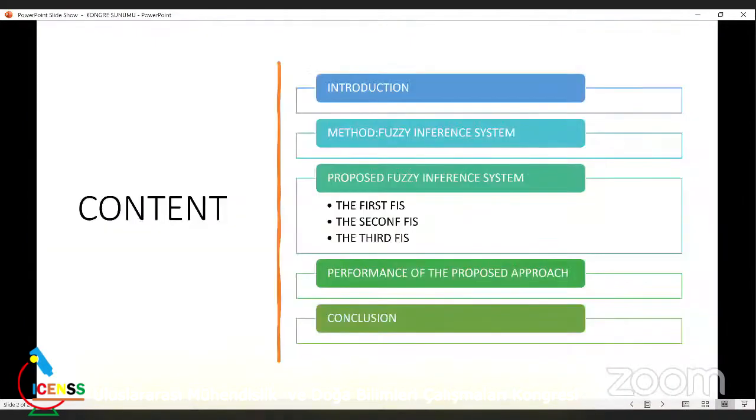I divide my speech into 5 parts. First, I'm going to introduce the background of the system and give you a little bit of information about fuzzy logic. After that, I will explain the proposed fuzzy inference system. Then we are going to perform the fuzzy inference system, and then I conclude my presentation.